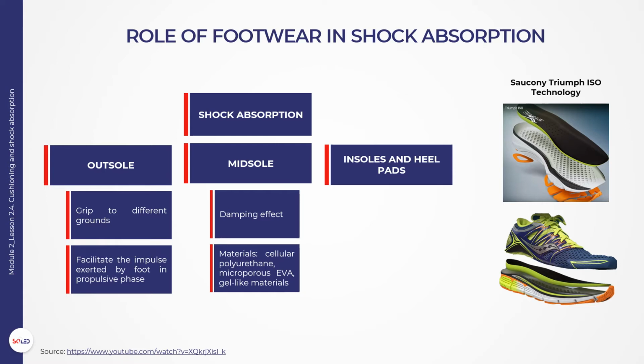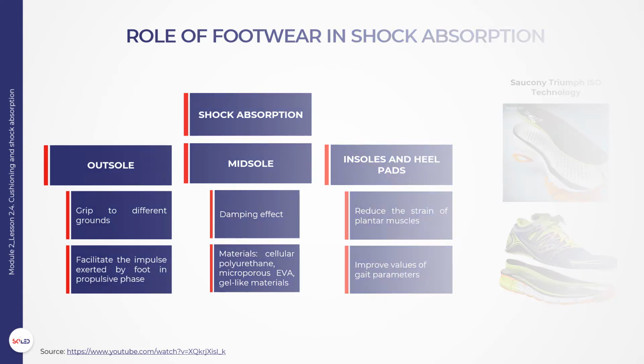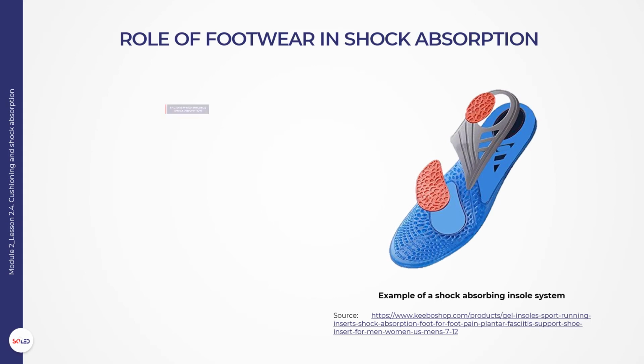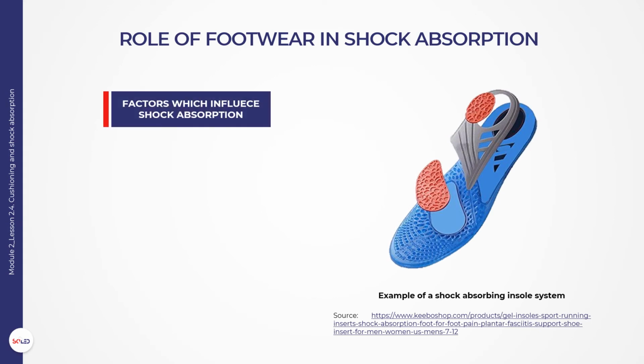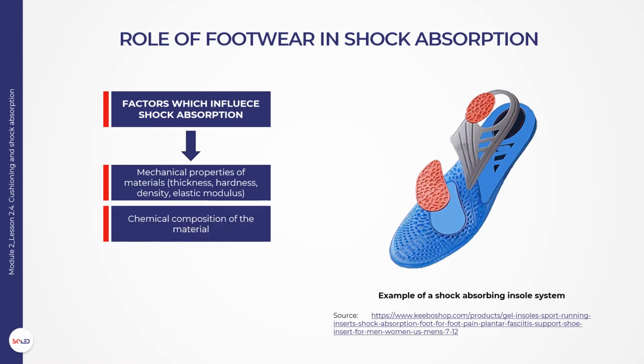Heel pads and silicone insoles with good shock absorption properties are usually used to reduce the strain of plantar muscles and to improve gait parameters. The capability of shoe to attenuate the impact during the gait cycle phases is influenced by several factors. Mechanical properties of the shock-absorbing material: thickness, measured in m, hardness, measured with durometer in A-Shore degrees, density, measured in g/cm3, elastic modulus, measured in MPa. Chemical composition of the material. Position and area of shock-absorbing material within the footwear.